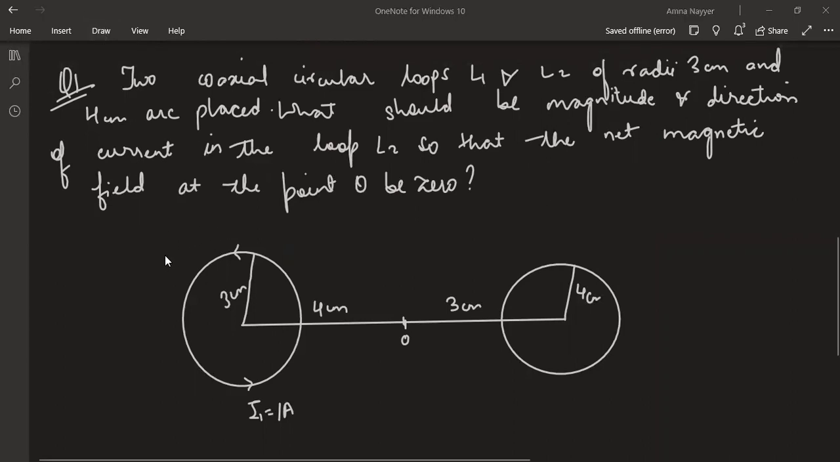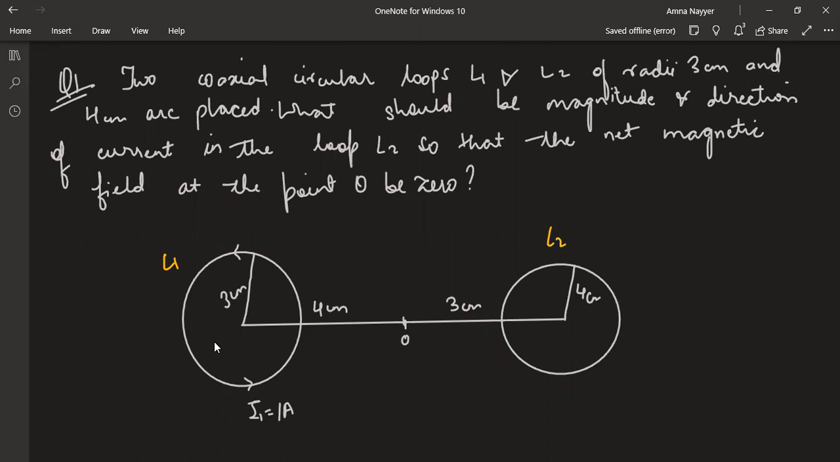See class, these are two loops, L1 and L2. The radius of one is 3 centimeters, the other radius is 4 centimeters. Their separation from a point is taken as 4 centimeters for L1 and 3 centimeters for L2. You have to find the value of current in the second loop so that the net magnetic field at this point becomes 0. So this point is just like the neutral point you used to find in your electrostatics. The way you wanted to calculate the neutral point where net force was 0, you equate it to 0.